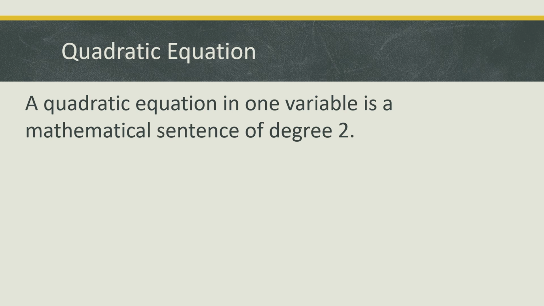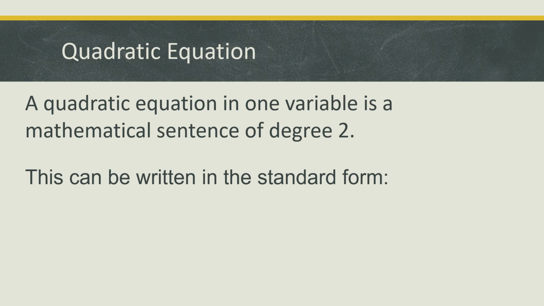A quadratic equation in one variable is a mathematical sentence of degree 2. Also, it is called a second degree equation. This can be written in the standard form of ax squared plus bx plus c is equal to 0, where a, b, and c are all real numbers, and the highest exponent that we can see is 2. If the highest exponent is greater than 2 or less than 2, it is not a quadratic equation. Let us go back to the equations that I showed you a while ago.